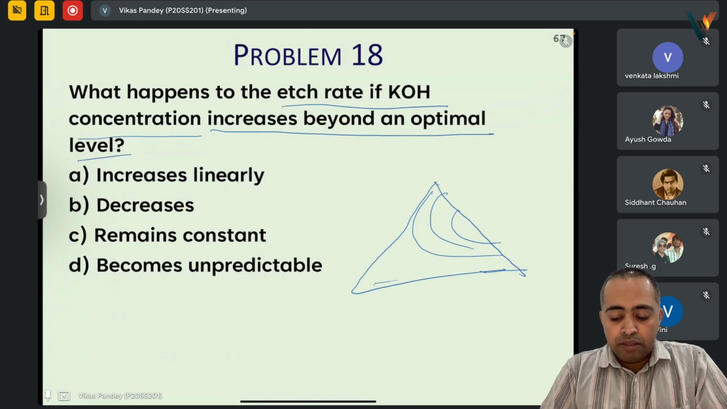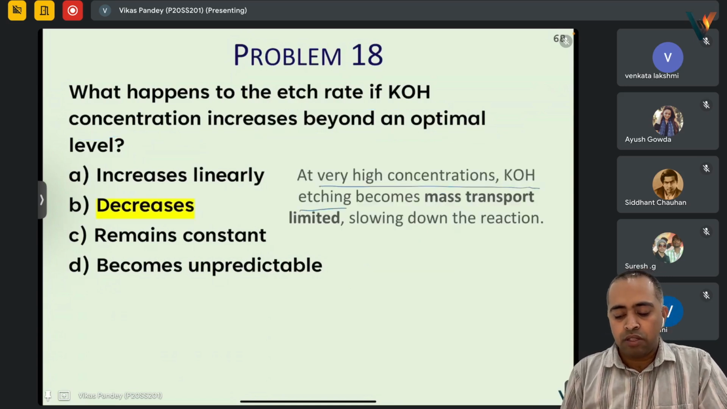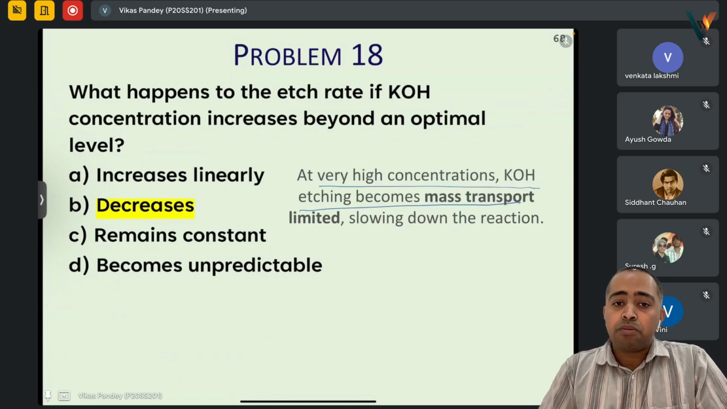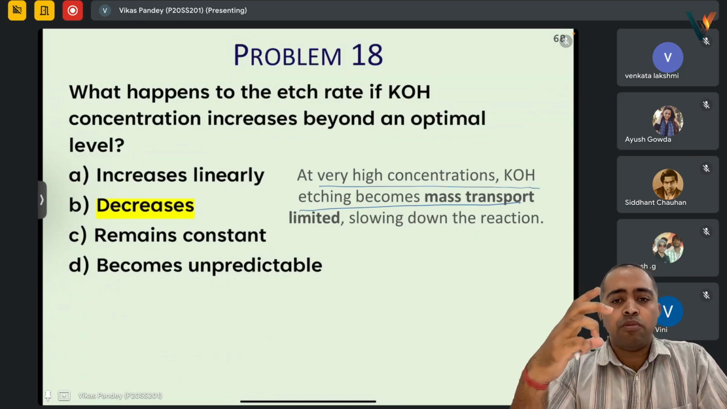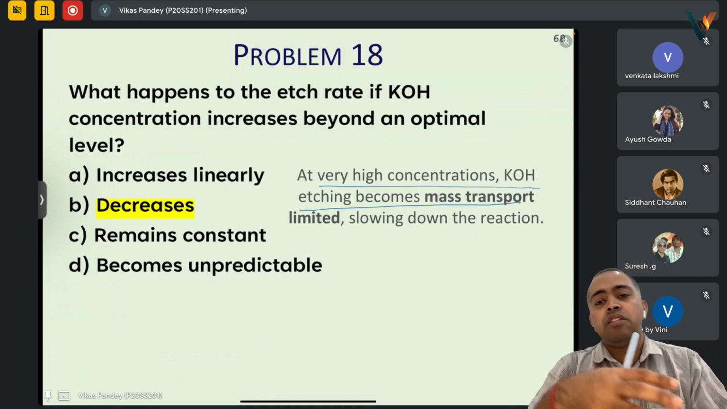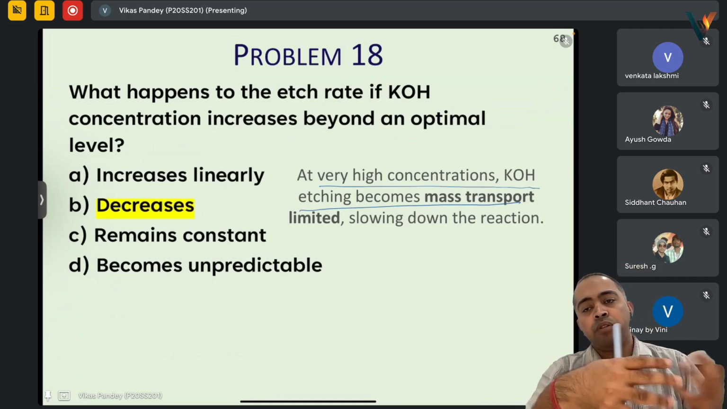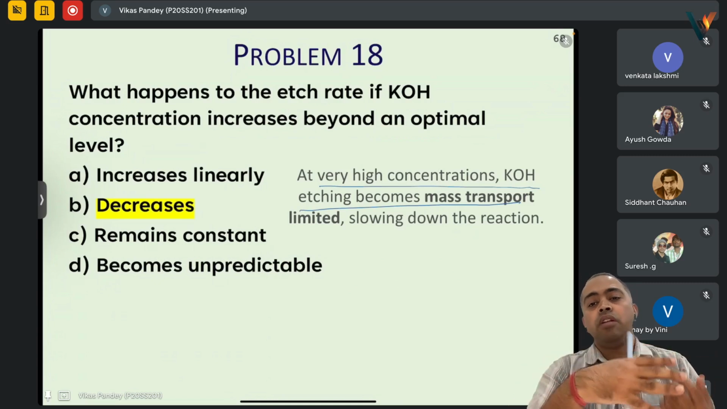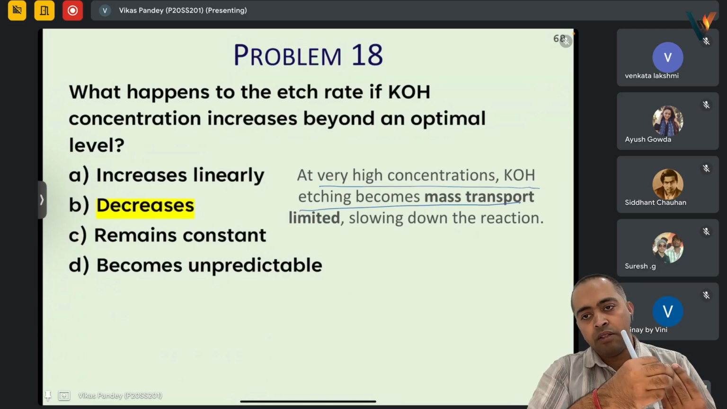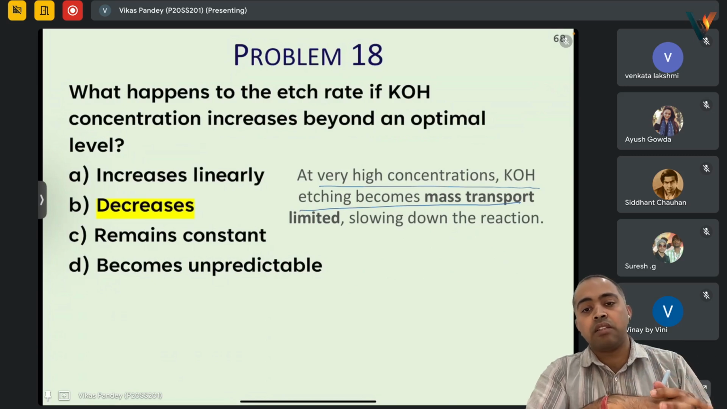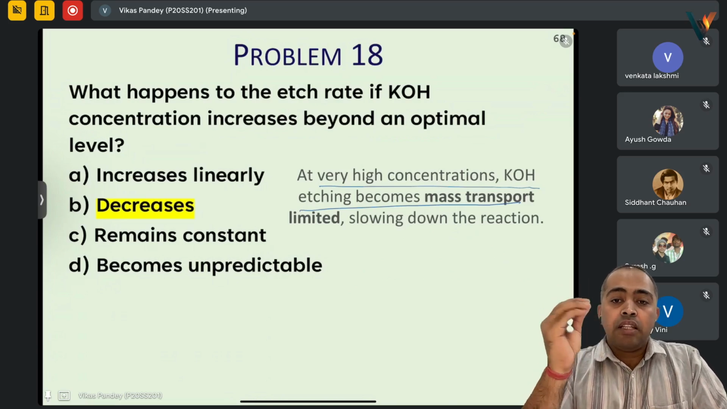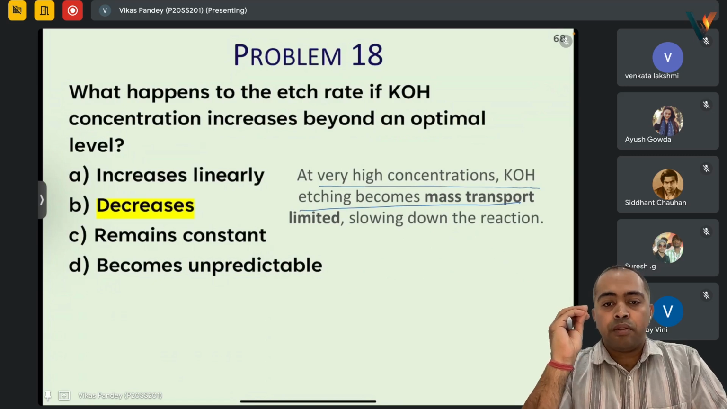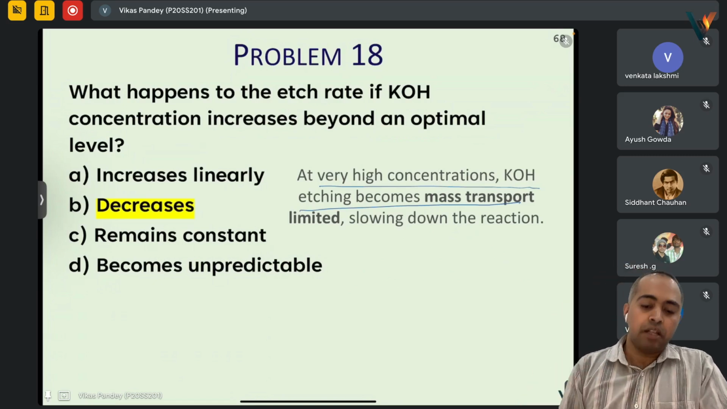It will decrease. At very high concentration of KOH, etching becomes mass transport limited. That means how well the material is removed from the point of reaction, because only then will the reactants be able to reach the target surfaces. As such, increasing it beyond the optimal level will decrease the mass transport and as such decrease the reaction.